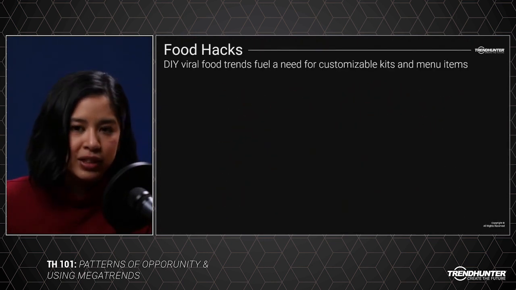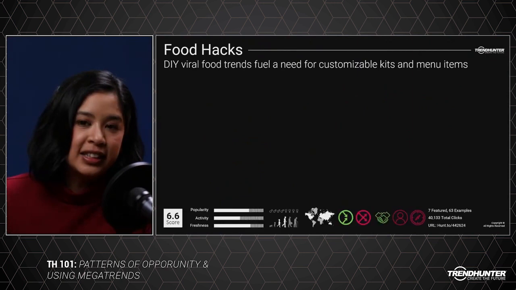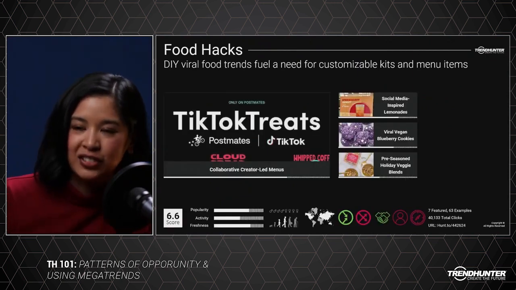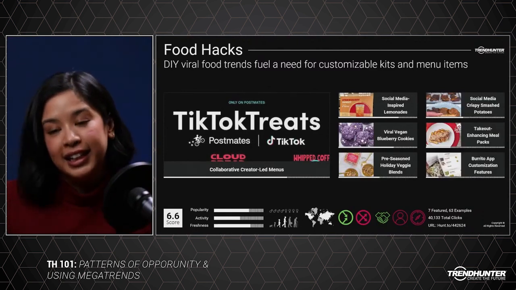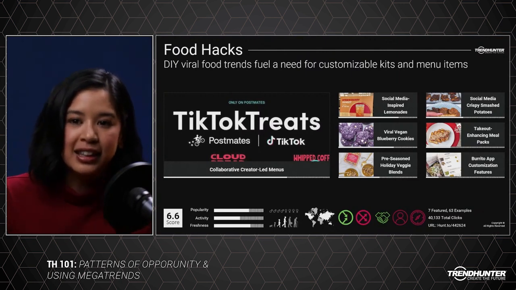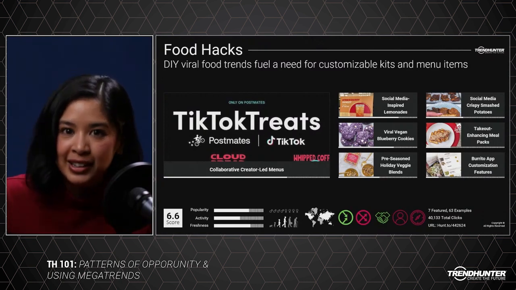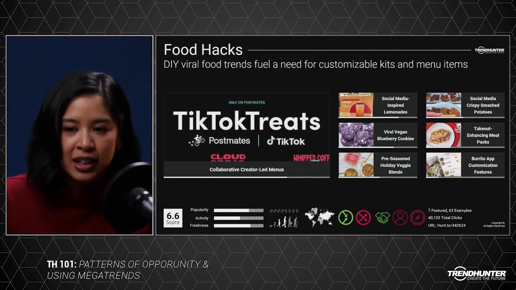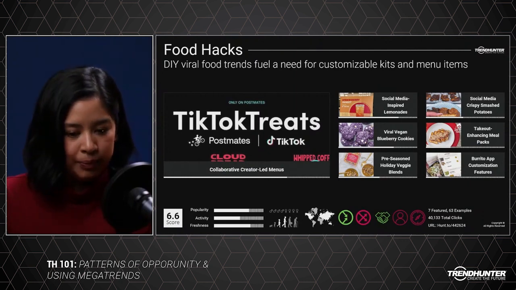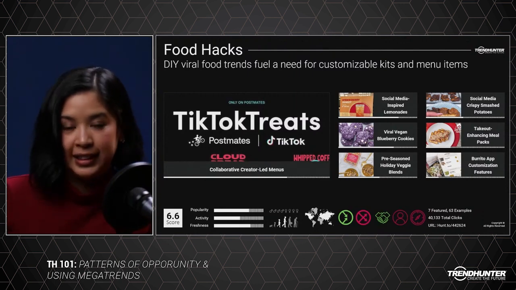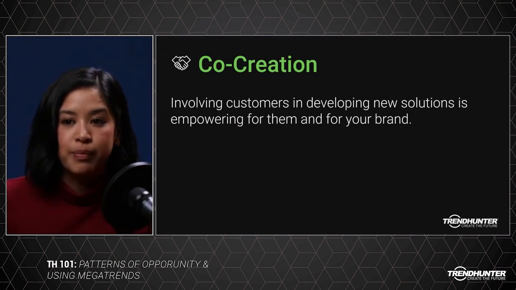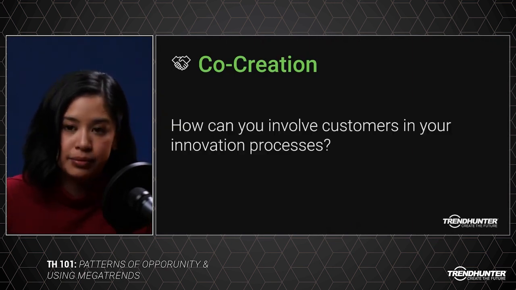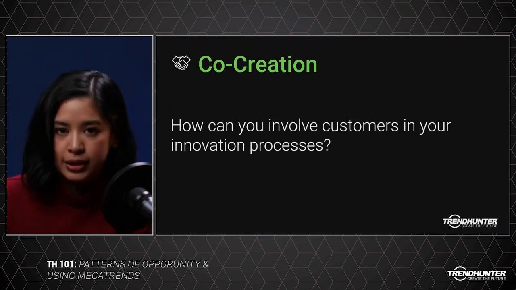I think a really awesome example of this is food hacks. If you are essentially addicted to TikTok, like myself, you've probably been on Food Talk and you've seen a few of those viral recipes, right? Think of the feta and tomato pasta or whatever. Now, what we're seeing is as a result of the popularity of these recipes, these viral food trends are fueling customizable kits, menu items at restaurants and quick serve restaurants. So really interesting how this isn't explicit co-creation from the very beginning, but an organic approach to co-creation out of necessity. Ultimately, co-creation is involving customers in developing new solutions as a way to empower them and your brand. So how can you involve customers in your innovation process?